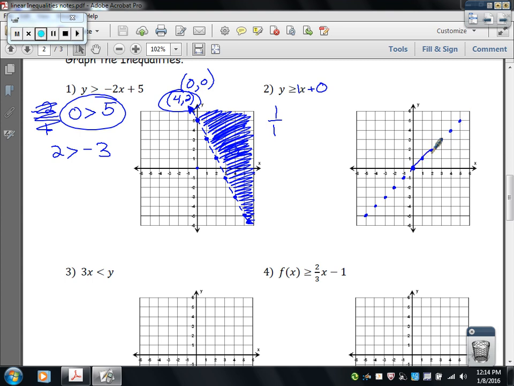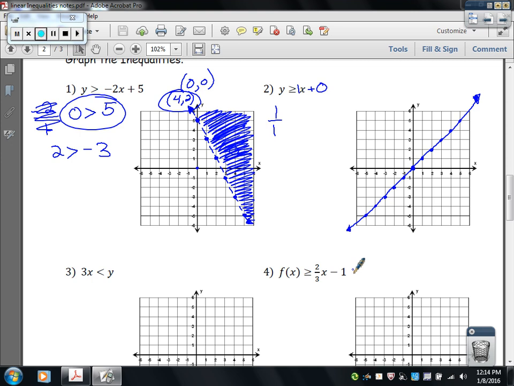Absolutely. So I'm going to connect everything and make sure I have arrows on the end. In this case, guys, I am not allowed to use 0, 0 as my test point. Why is that? Because it's part of the line. It's on the line, so I can't. So I have to choose another point that is not on the line.